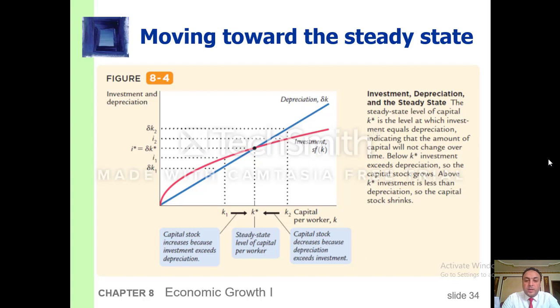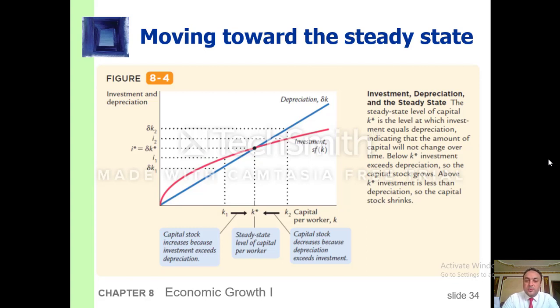So you can see here again in the graph, the capital stock increases because the investment exceeds the depreciation, as we saw, in K1. Then we can see K2, the capital stock decreases because depreciation exceeds the investment. You can see the difference between the blue curve and the red curve for investment and depreciation. And in the middle, the intersection between the two curves, the steady state level of capital per worker.